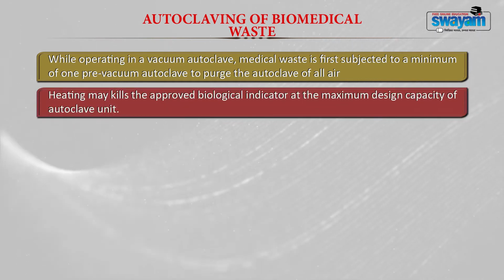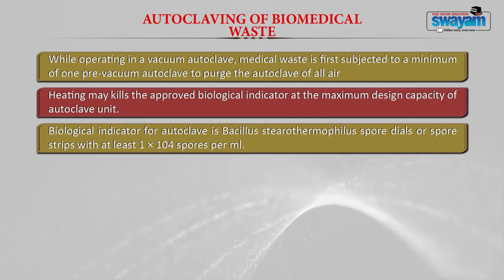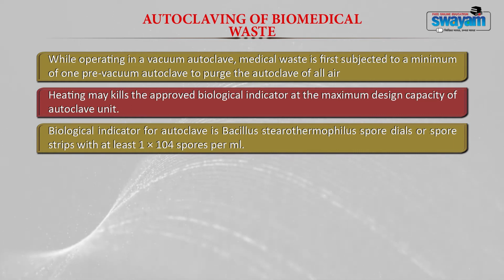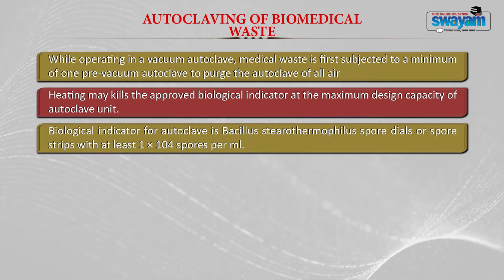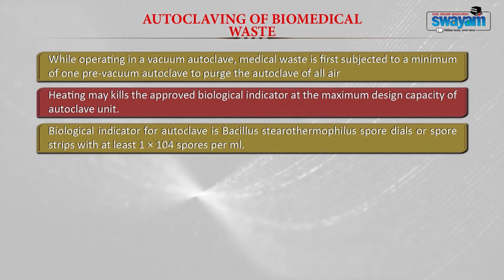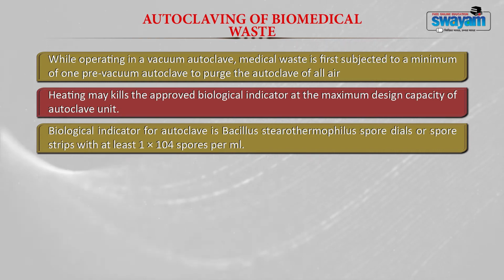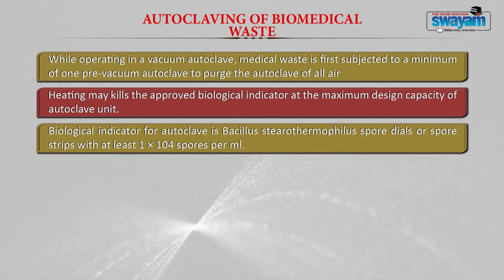Now, heating may kill the approved biological indicator at the maximum design capacity of the autoclave unit. Generally, on these autoclave units, you use biological indicators to see whether the autoclaving is properly done. Generally, bacteria like Bacillus stearothermophilus spores are used for testing as a biological indicator. These spore strips with at least 1 x 10^4 spores per ml are used as a biological indicator. Generally, you stick these strips onto the autoclave unit, which will show you whether your autoclaving is done 100% or if there is any problem with your autoclaving unit.